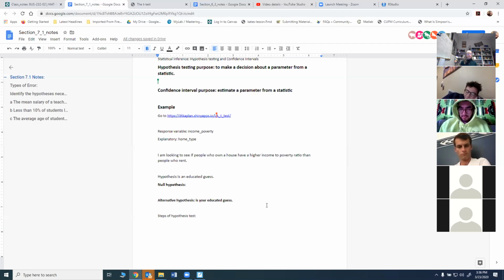The symbol we use for it is HA. It's because it's the alternative hypothesis, H. If you want to make it a subscript, you can. There's a way to make subscripts here.